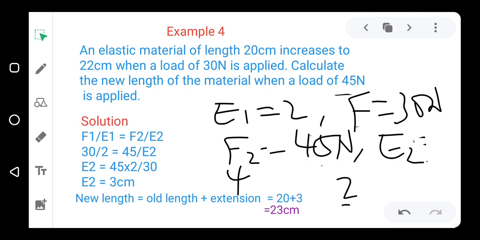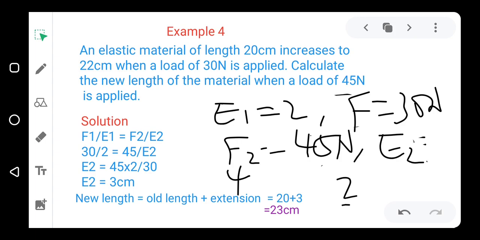Adding the two of them will give us the new length of the material. The old length of the material is 20 cm, and we have another increase, which is 3. So 20 plus 3 will give us 23. So that gives us the new length of the material.